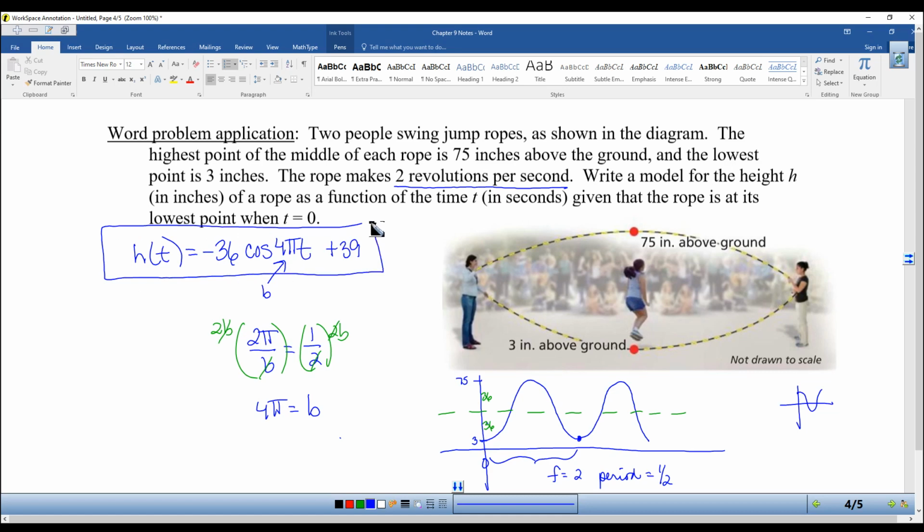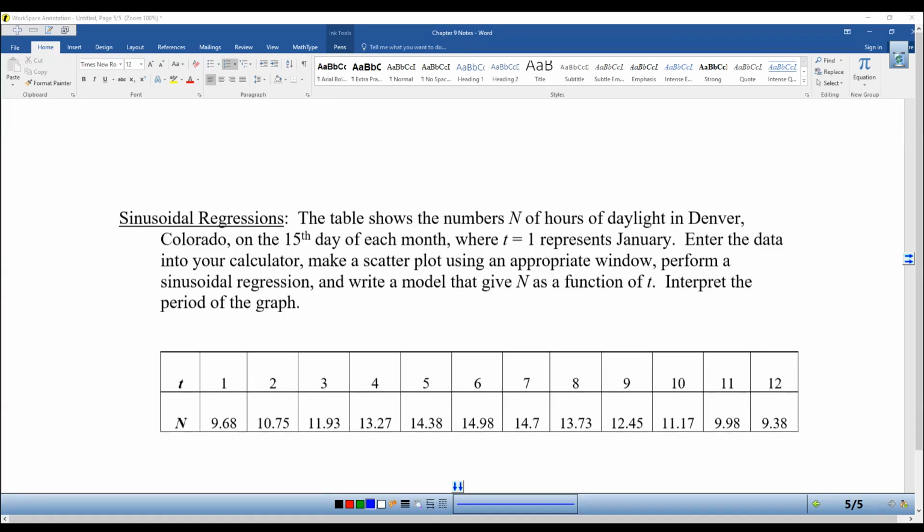But that's so that they can plug in time instead of an angle, which is what we normally plug in. So now we're going to do regression. This year we've done linear regressions and quadratic and exponential regressions, and now we're going to do a sinusoidal regression.